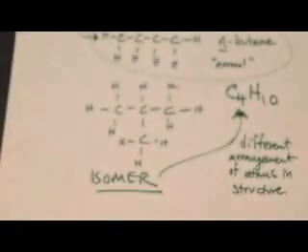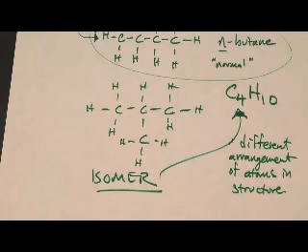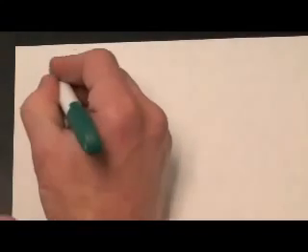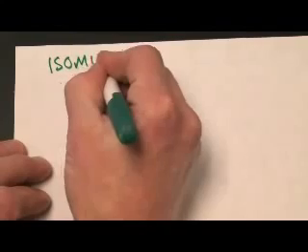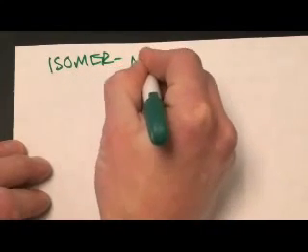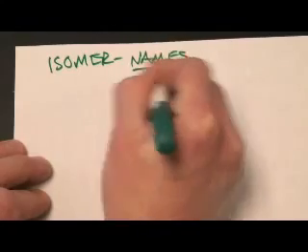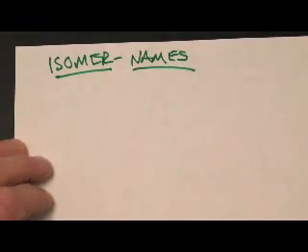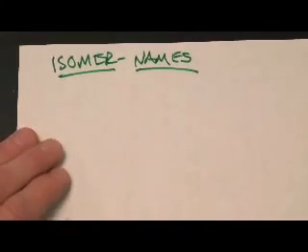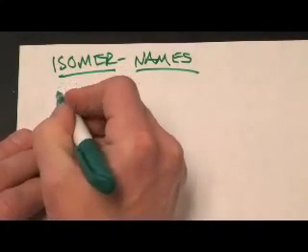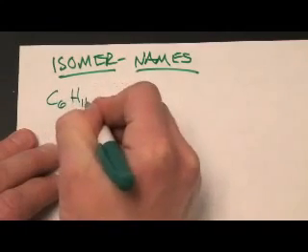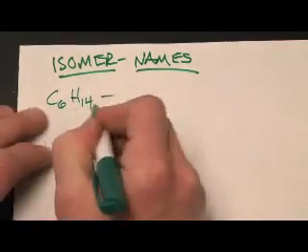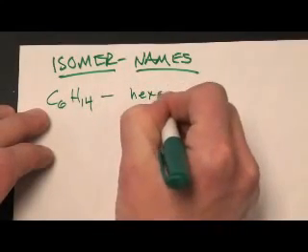We'll go through how to name those now, so you can become kind of adept at figuring out what the names of these different isomers are. I'm going to use another example to help you see how to name various isomers. Let's take this example, C6H14. This, in its normal form, is just called hexane.